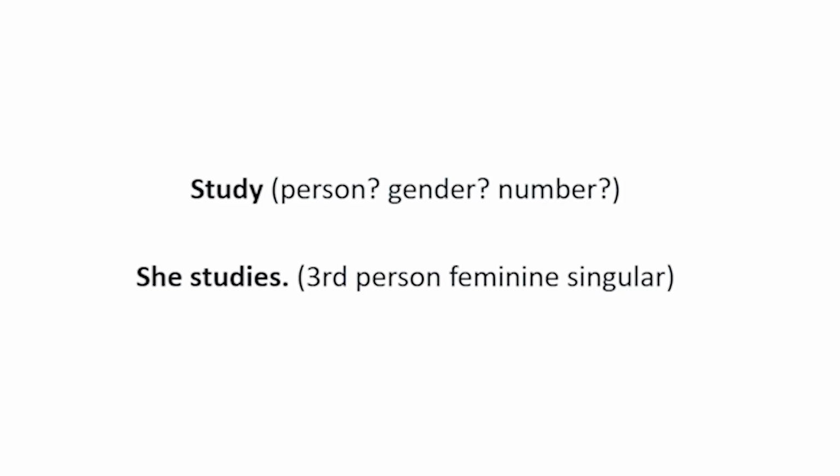Now, in English, a verb by itself does not have person, gender, or number. For example, if I say the word study, it doesn't tell you whether it's a first, second, or third person doing the action, whether it's a male or female, or whether it's one or many doing the action. But if I add a pronoun and adjust the verb accordingly to say, she studies, then you know that it is third person, feminine, singular. The subject of the sentence, she, is in the third person, she's feminine, and there's only one of her.